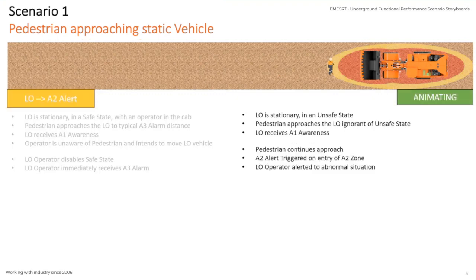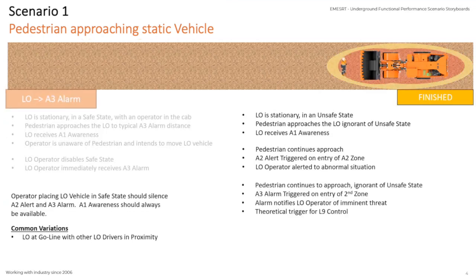The second one is where the pedestrian approaches an unsafe vehicle. So this machine is prepared to move. And if that pedestrian continues to approach, we get our multiple alarms. So we get our A1 to begin with, we get our A2, and if the pedestrian continues to approach, we get our A3.